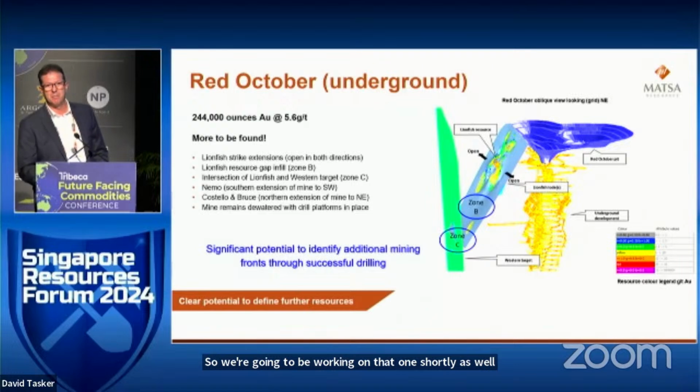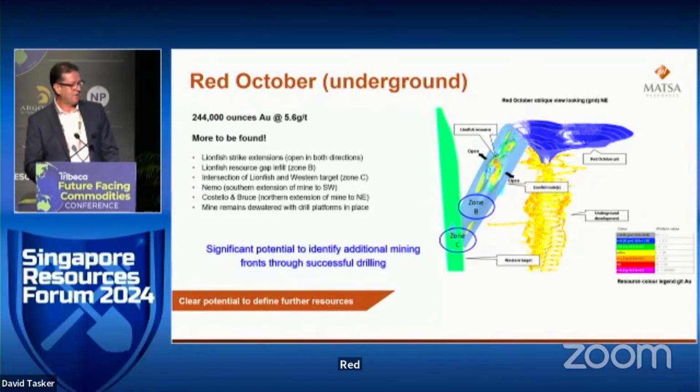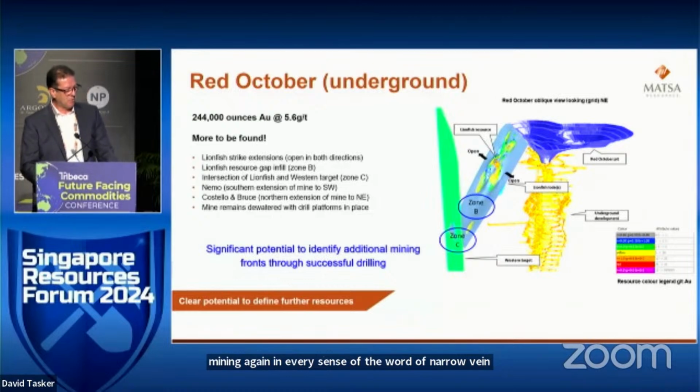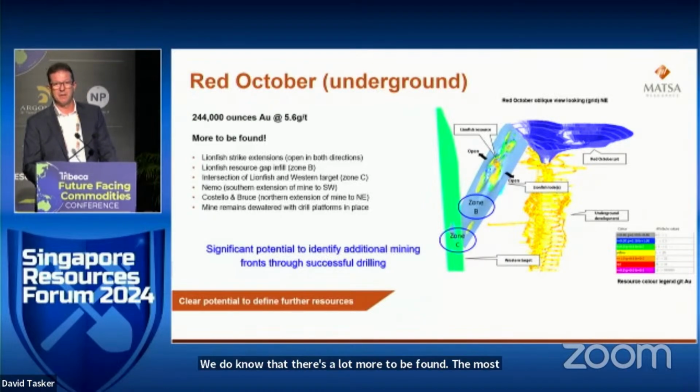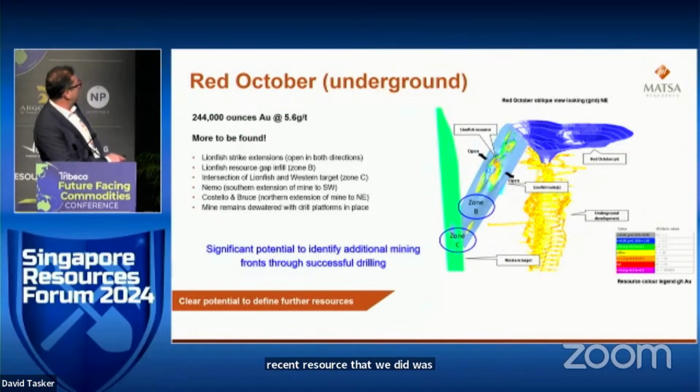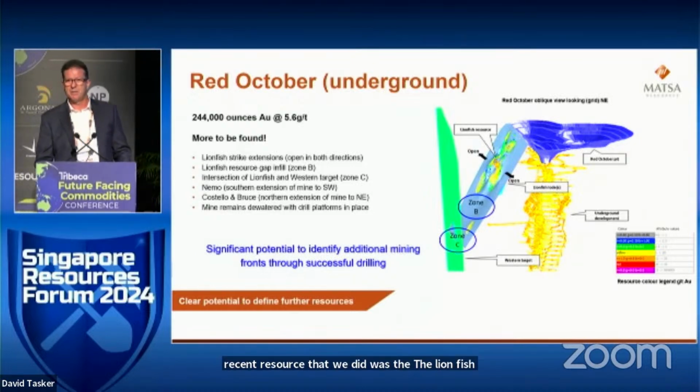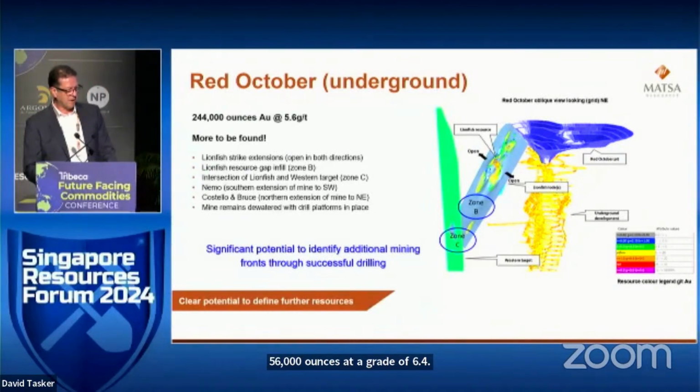Red October, high-grade underground mine, narrow vein mining, again, in every sense of the word of narrow vein mining. We do know that there's a lot more to be found. The most recent resource that we did was the Lionfish resource, which is this one here. That produced about 56,000 ounces at a grade of 6.4. It remains open along strike. It remains open at depth as well. You'll see there's a green shape on the left-hand side. That was generated from some seismic work that we did and sub-audio magnetic work that was previously done by Saracen. We did the interpretation on that and generated a shape. So that shape is ready to be drilled.